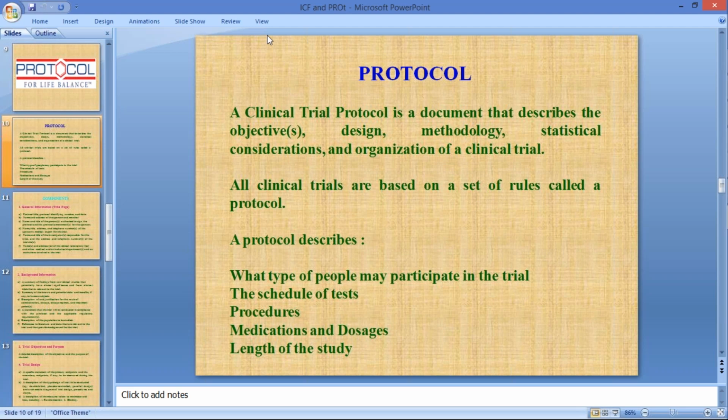The study should be explained in the detailed protocol. Clinical trials are based on a set of rules called the protocol. The protocol will describe inclusion and exclusion, meaning what type of people are to be included and what type of people are to be excluded. Overall, what type of people you recruit will be given in the protocol. And the schedule of tests, procedures, medications, dose, length of the study, how many days you're conducting the study, and how many days the patient will be in the study.